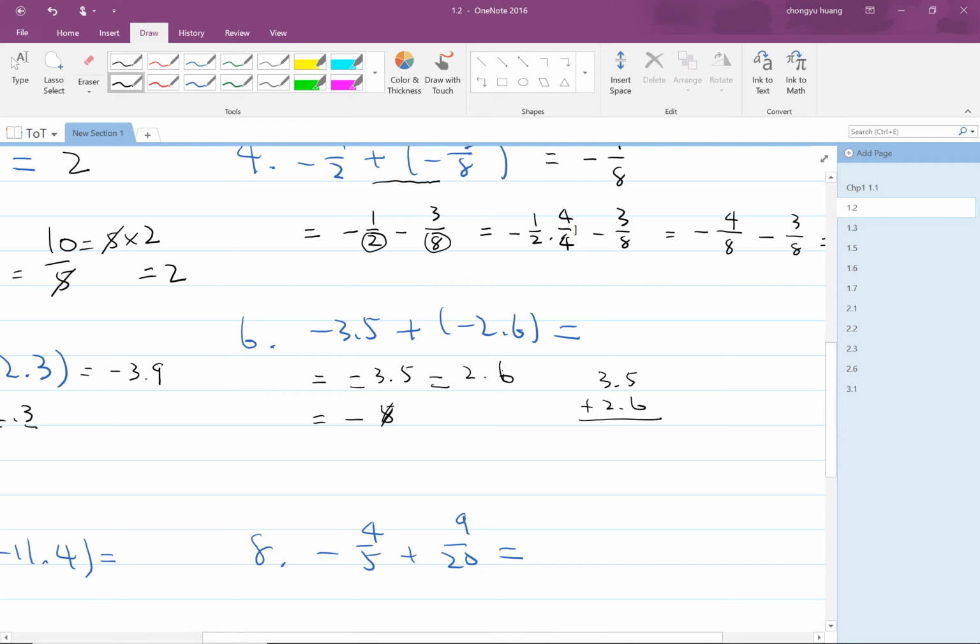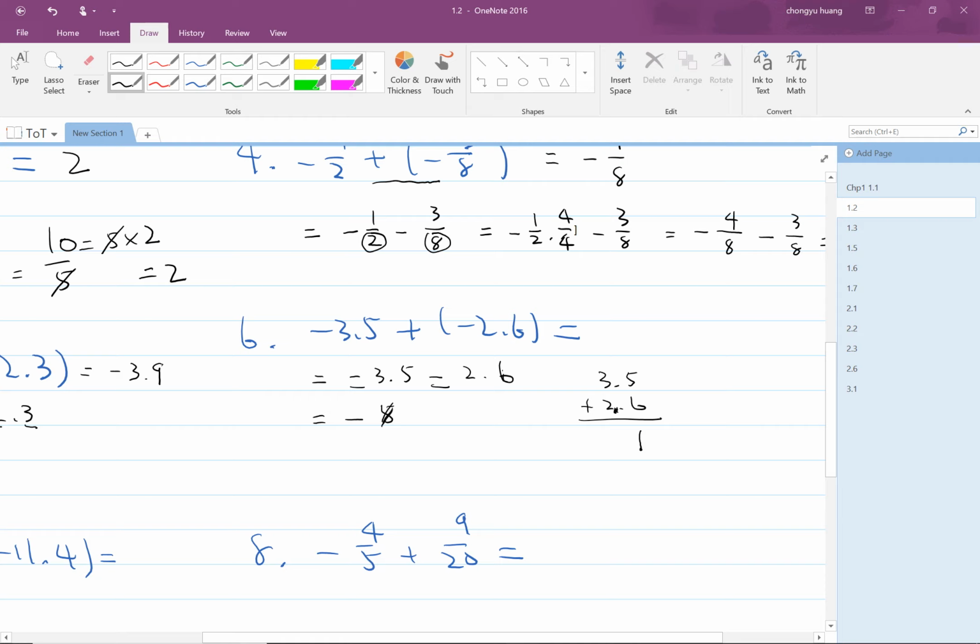So you have to put the negative at the beginning. Since those are both negative, you add them up and you're going to get the right answer. So 5 plus 6 is 11, so you put a dot, and put a 1 over here.